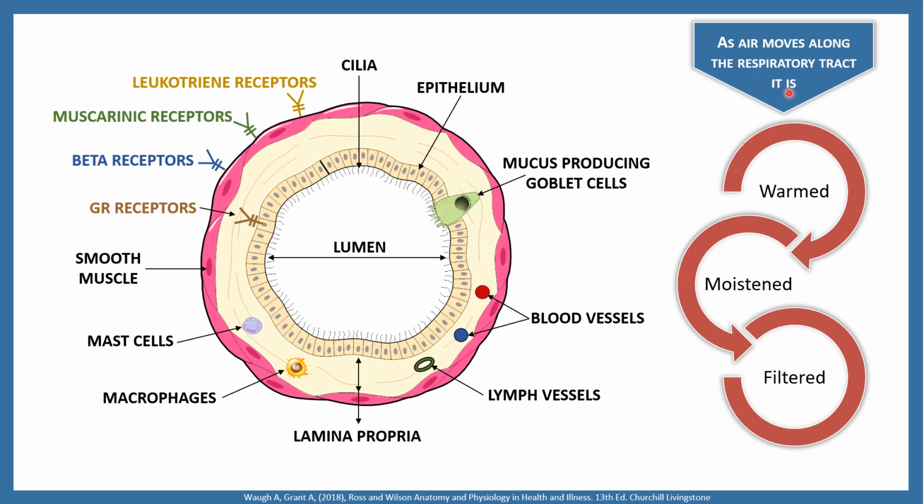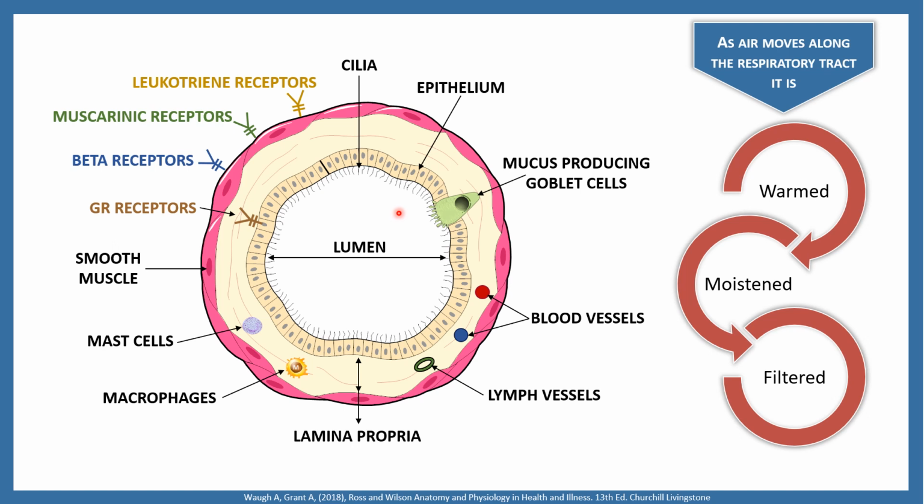As the air moves along the respiratory tract from the mouth, it's warmed, it's moistened, and then it's filtered. The mucus helps to moisten it. It also helps to warm and filter it as well. But the blood vessels also help with the warming, etc. The filtering happens because of the cilia and the mucus secreting glands. So that's our gross structure.